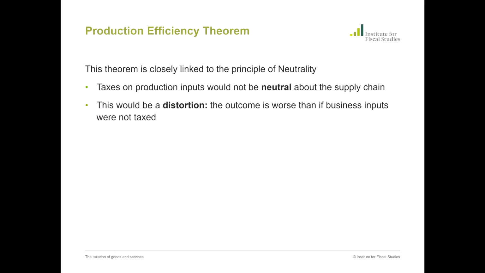Now, to think about this important idea a bit more intuitively, we can think about production efficiency theorem as being closely linked to this principle of neutrality that I mentioned at the beginning. Now, if we taxed production inputs, that's not going to be neutral about the supply chain that businesses choose. In particular, if businesses have to pay taxes on their inputs, they have a pretty strong rationale to vertically integrate in a way that might not be efficient. So you could think about a furniture company would then have a strong incentive to go out and do its own logging, and that's not going to be an efficient outcome.